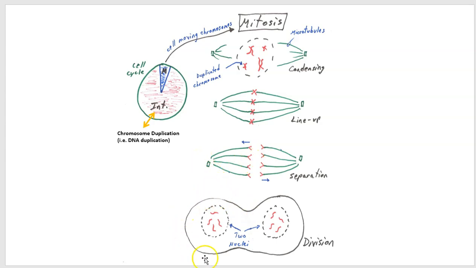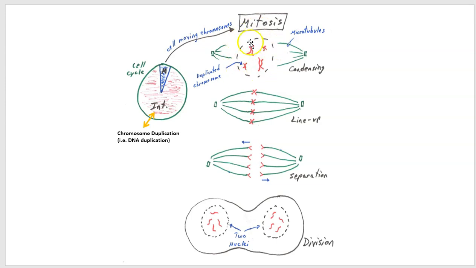Now we're looking at it from the whole cell point of view. Now the cell membrane pinches in, two cells are going to form, and a nuclear membrane forms around each set of chromosomes. So this is mitosis. It's the process whereby the cell is going to deliver a set of chromosomes to each daughter cell.